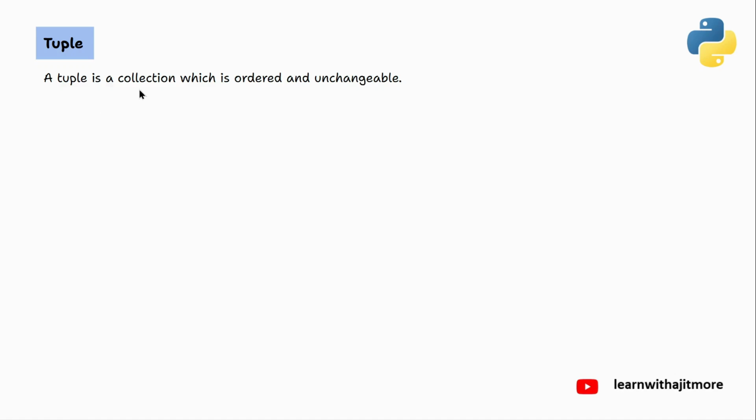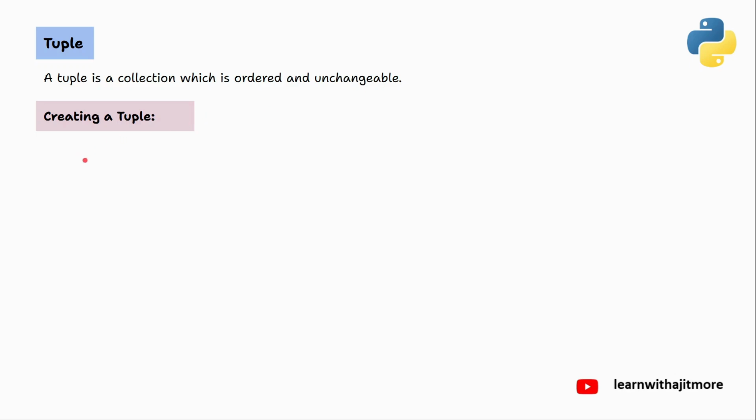A tuple is a collection which is ordered. Ordered in the sense every item is going to have a position. When we say ordered, it means every element is accessed on the basis of index, and immutable, meaning you cannot change it. Once you create it, it is not possible to modify it. That is the speciality.